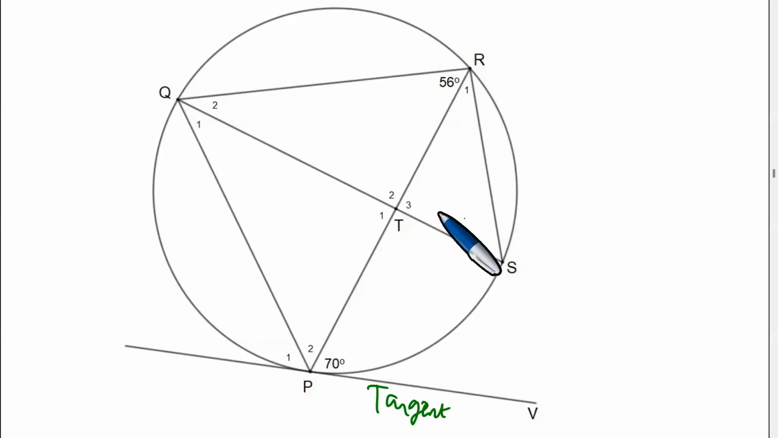We need to find this angle S, this one, RST. Any thoughts? Right, obviously a couple of things you can note. This is a tangent, so you can know that this is 56, so this is also 56 degrees. This one is 70, this is also 70.